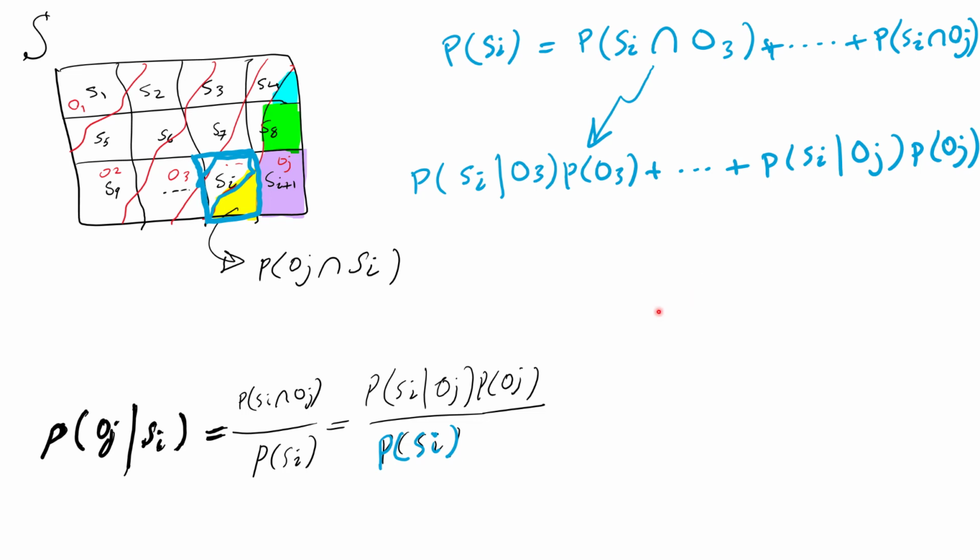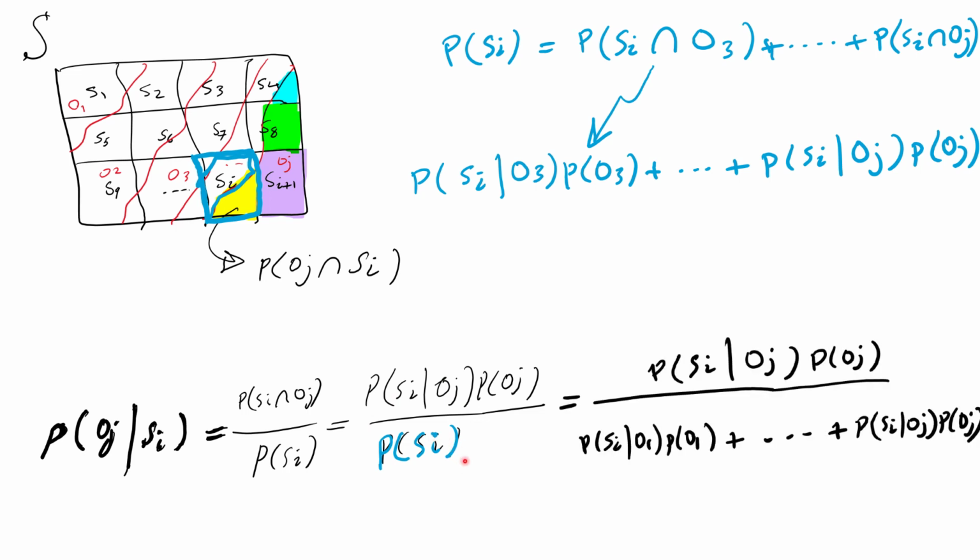Okay, so let's continue and complete this piece by writing the formula for P of SI. So P of SI is the sum of all of its little pieces: P of SI given OI, which means the intersection of SI and O1, the intersection of SI and OJ. I'm gonna put all the pieces together. Note that they all start with SI, and note that the condition is always multiplied by P of the condition.